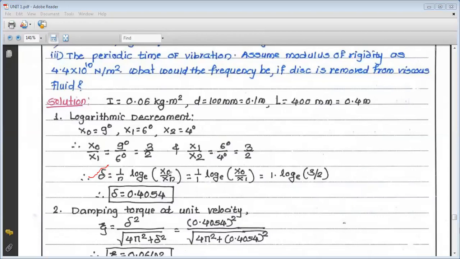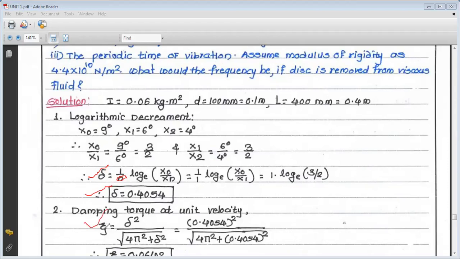If I take x0 and x2, that is x0 is 9 degree and x2 is 4 degree, then we have to take the number of cycles as 2. Since I have taken x0 and x1, the number of cycles is 1. So 1 upon 1 log to the base e x0 upon x1, and x0 upon x1 is 3 by 2. From that we get the value of delta, that is the logarithmic decrement, delta is equal to 0.4054.